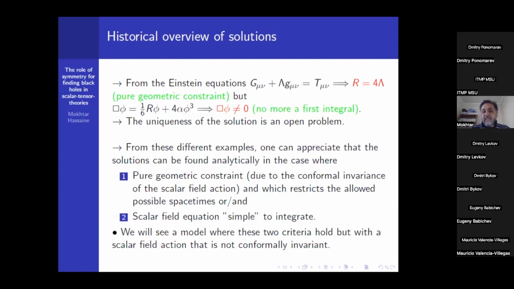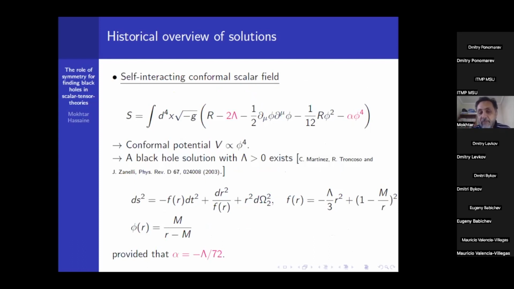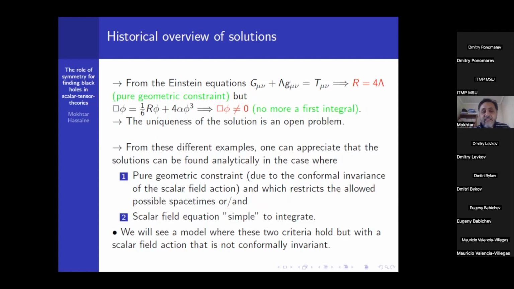In this case, of course, the trace of T mu nu is again 0, so now the scalar curvature is proportional to the cosmological constant. But because R is non-zero and we have this self-interacting potential, we do not have box phi equals 0. So you do not have a first integral. Hence, the uniqueness of this solution is still an open problem. We cannot say, as in the BBMB case, that this is the unique solution, at least not with the technique that has been used in the case of BBMB.